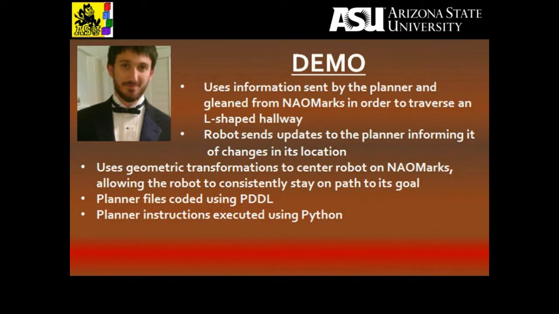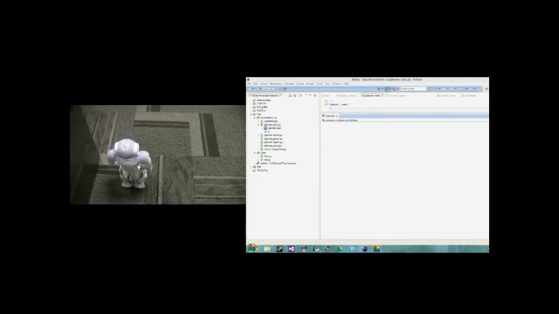And with that, let's begin. Paul's demo will use Python to interface between the planner and robot in order to get the robot to the front of the lab. I'll explain exactly what's going on as the video progresses.